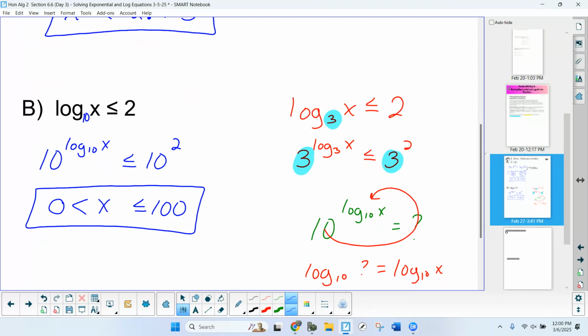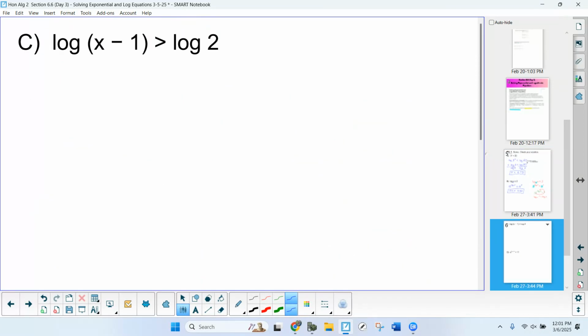Okay, are you guys good on B? All right, C. Does anybody think they have this one? This one's the easy one. It was one of the rules, one of the little properties that were up above. Okay, the logs just go away. X minus 1 is greater than what? God bless you. What do you do now? Add 1. And when you guys add 1, what do you get? X is greater than 3.